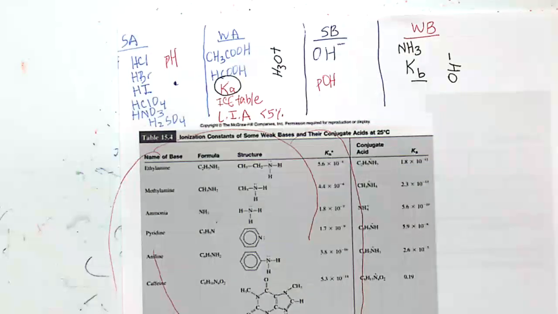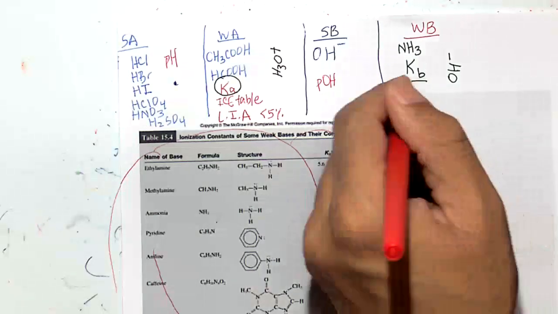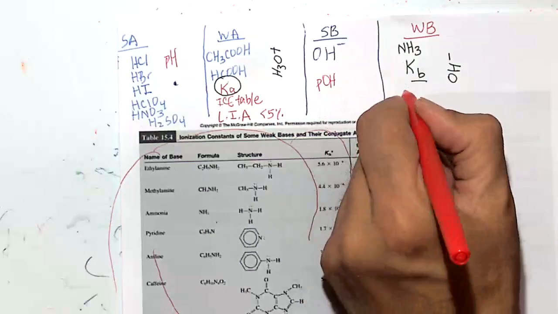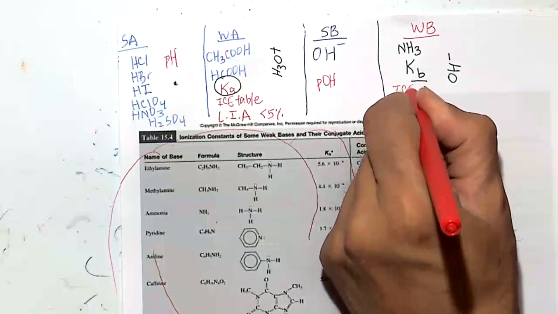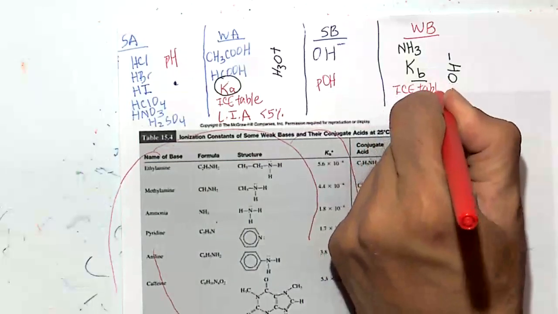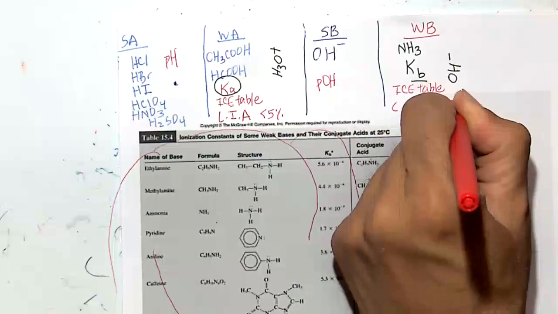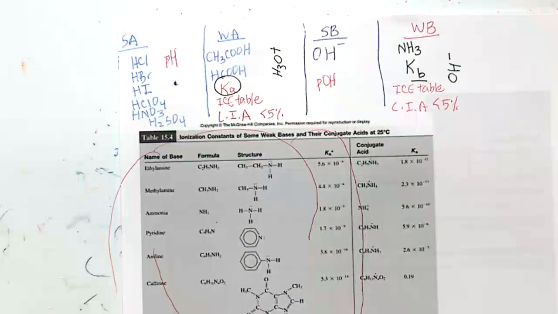What do we need to do here? Not only do you need the Kb for the test, or quiz, or homework, or future chemistry, you'll need to set up an ice table, and then same thing, low ionization assumption is less than 5%.